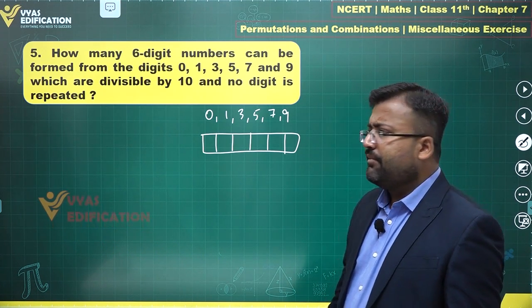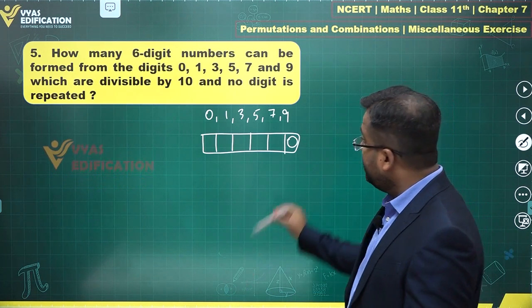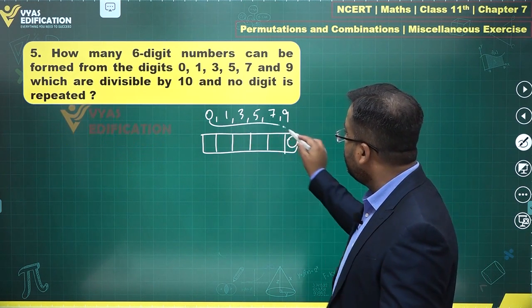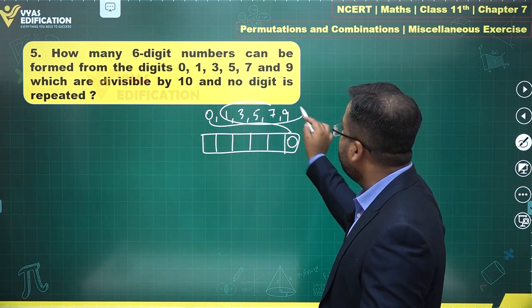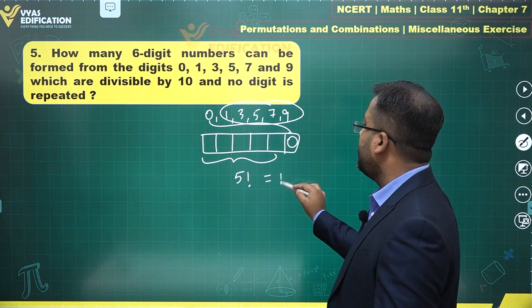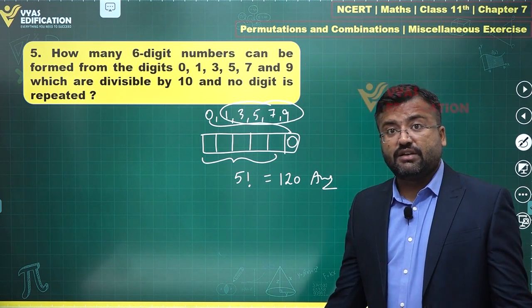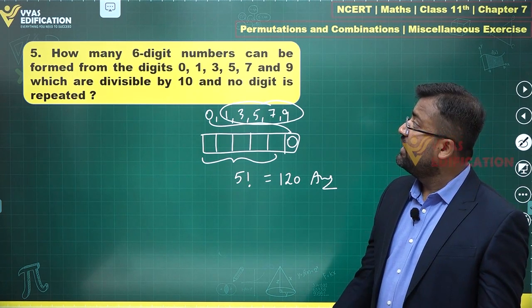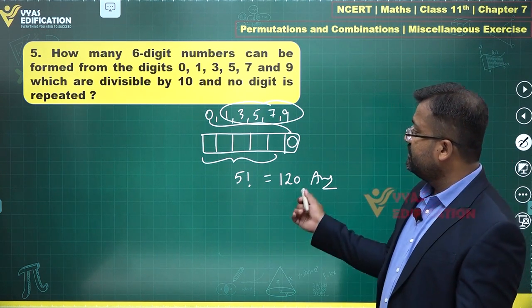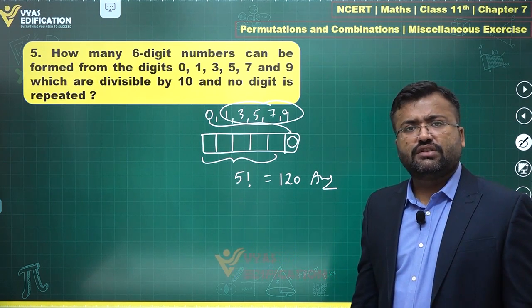Now what does divisible by 10 imply? That the last place will have a 0. For divisibility by 10, this should be 0. So 0 goes over here and the remaining 5 have to be arranged at these 5 places. The number of ways would be 5 factorial, which is simply 120, and that's the number of 6-digit numbers that can be formed. That's all in this question.